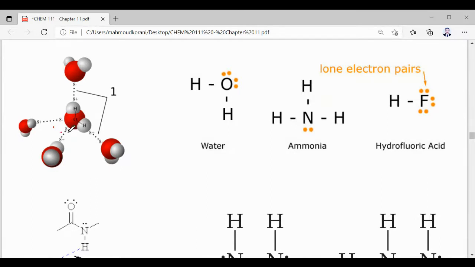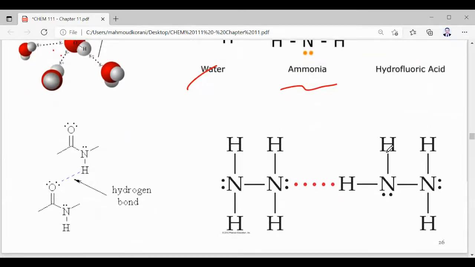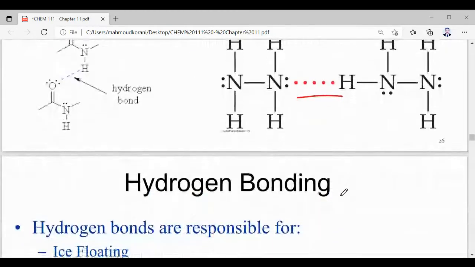And these dotted lines are the dipole interaction between the partially negative and the partially positive charge. And once any of these electrostatic attractions involves hydrogen with a more electronegative atom, it's called hydrogen bonding, like in water, like in ammonia, like in hydrofluoric acid, as you see. This is also hydrogen bonding, between hydrogen and a nitrogen atom.